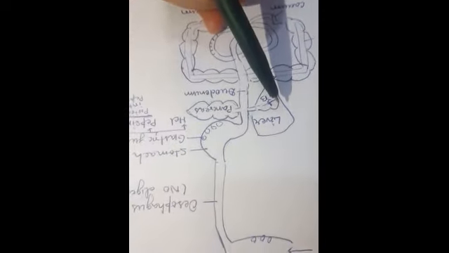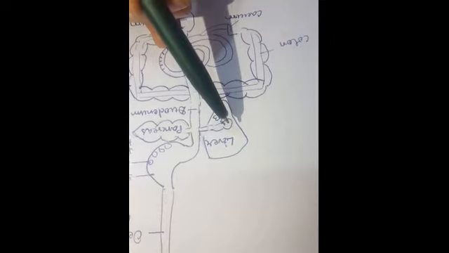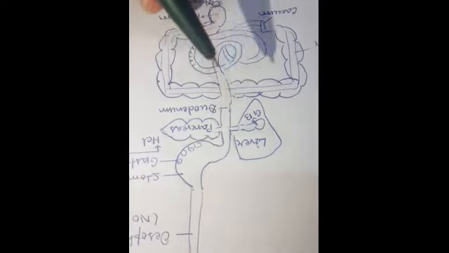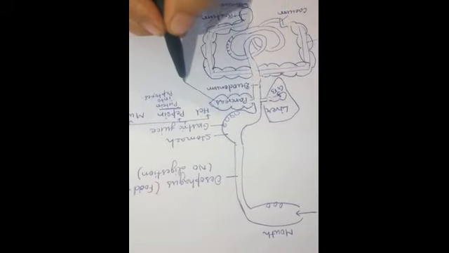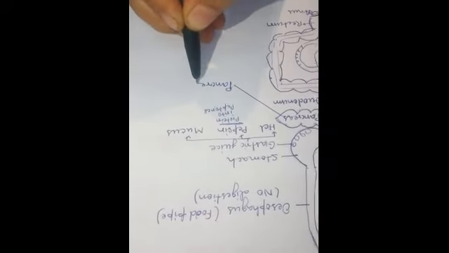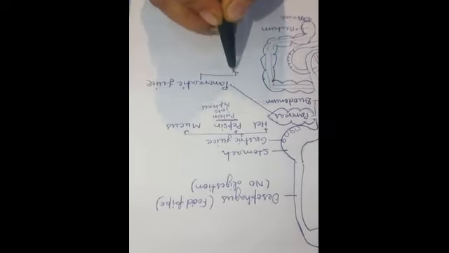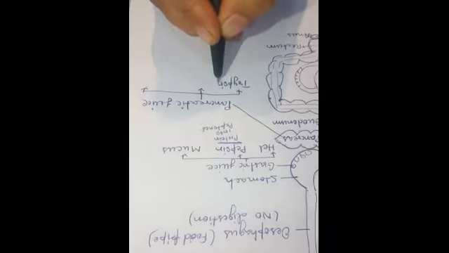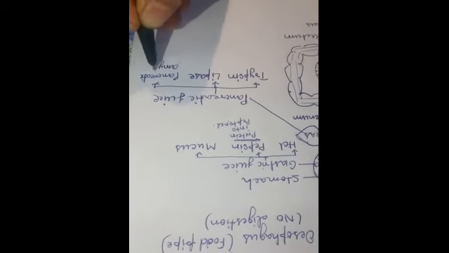Bile salts break them down into smaller globules by increasing the efficiency of enzyme action, and it helps in making the medium alkaline for the pancreas. Pancreas secretes pancreatic juice. Pancreatic juice contains three enzymes. This is very important. First one is trypsin, second one is lipase, and third one is pancreatic amylase.